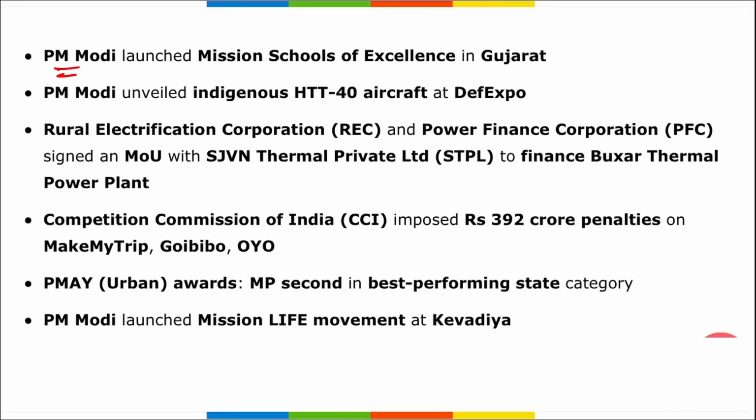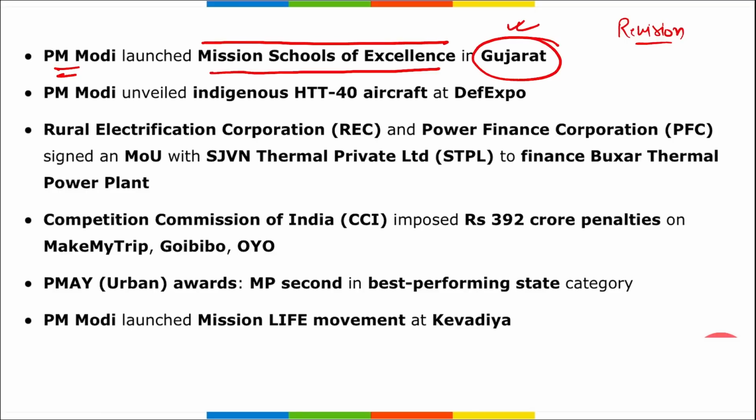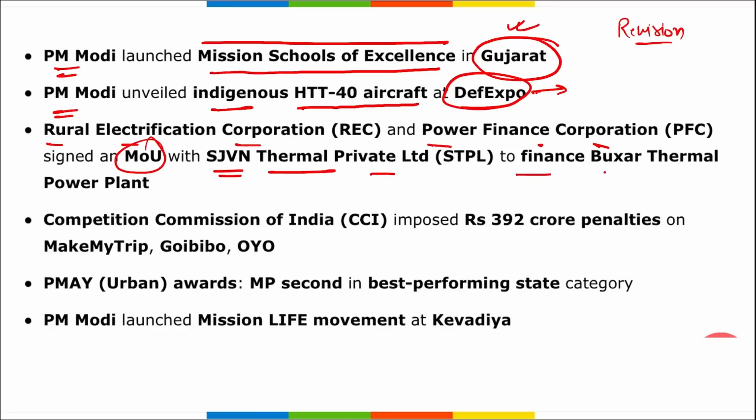Then Prime Minister Narendra Modi launched Mission School of Excellence in Gujarat. These are the revision one-liners. So, Mission School of Excellence launched in Gujarat by Prime Minister Narendra Modi. PM unveiled indigenous HTT-40 aircraft at the Defense Expo. And where was this held? Gandhinagar, Gujarat. Rural Electrification Corporation and Power Finance Corporation signed MOU with SJVN Thermal Power Limited to finance Buxar Thermal Power Plant.